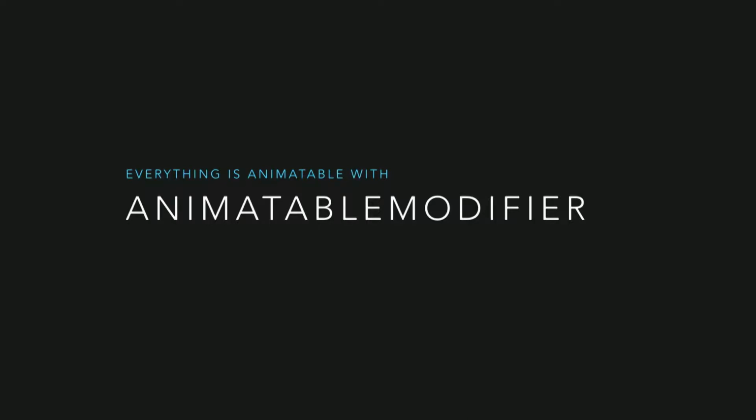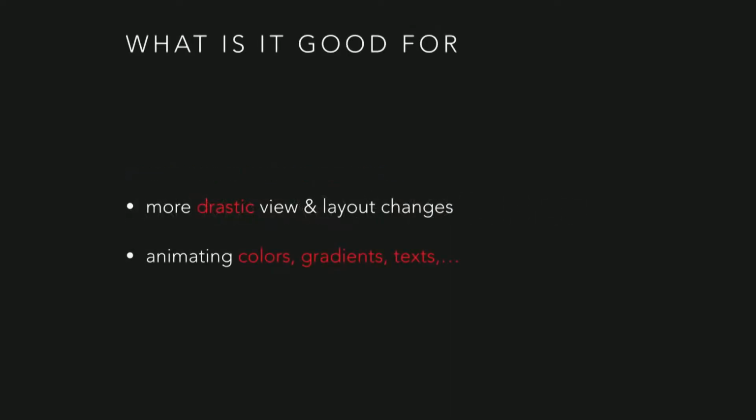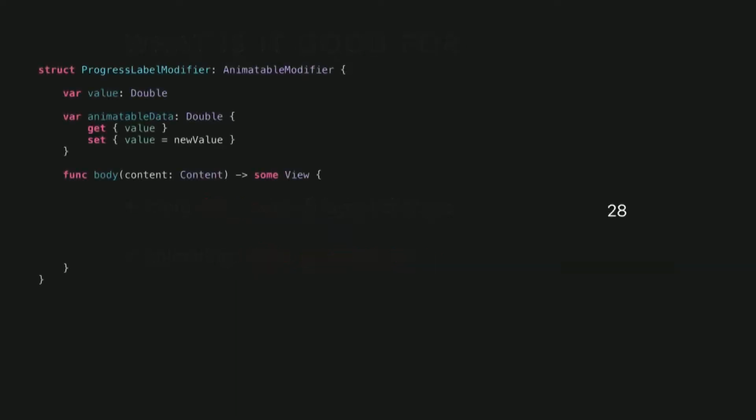If this is not enough for you, there is the animatable modifier at your hand. This is something similar, but allows you to do more drastic changes in your view, and it's also useful for animation of things that are not normally able to be animated, like colors, gradients, or texts. Let's have a look at the example. We have here this score label that counts up and down according to our value.